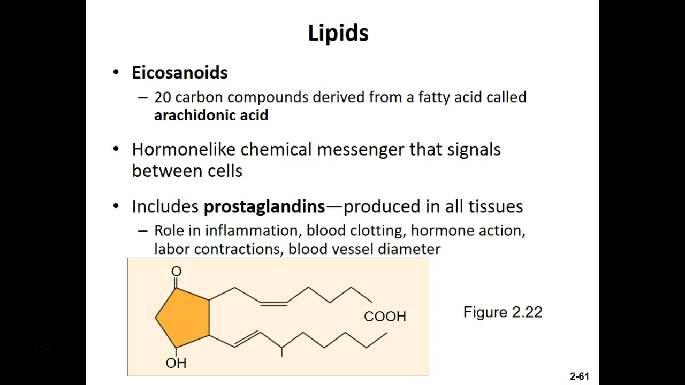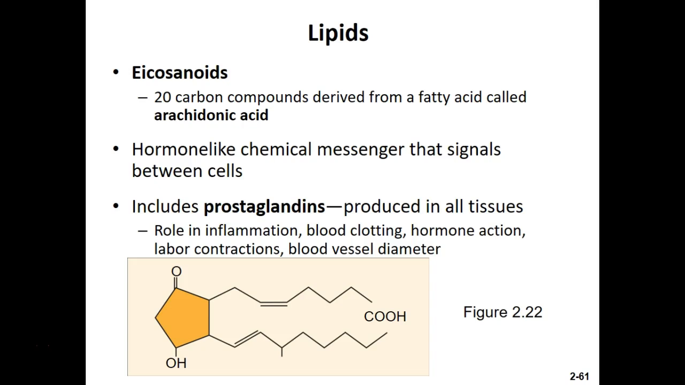Eicosanoids are fats that act like hormones, but they're not produced by endocrine glands or endocrine tissue, and they don't tend to go into the blood and travel to cells that are far away. They tend to leave one cell and enter another cell that is right there, a neighboring cell.